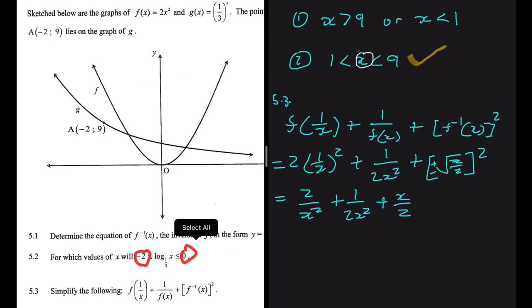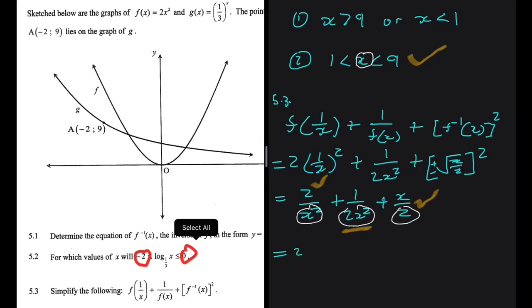So now we need to have the same denominators so that we can simply add the numerators. So we can give this term here a denominator of 2x squared, and even this term here we can give a denominator of 2x squared, right? So if we give the first term a denominator of 2x squared, it's just a matter of multiplying by 2, right?